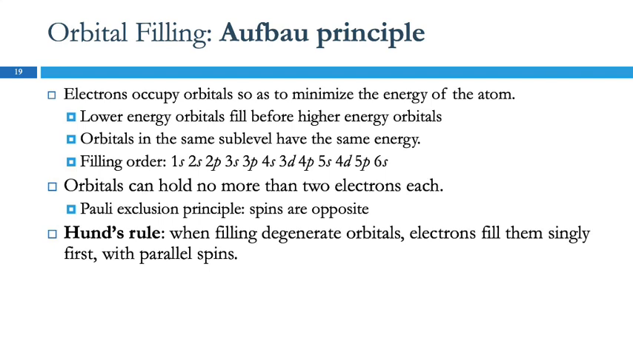In a given sublevel, like 2p is a sublevel, there are 3 orbitals in that sublevel. Those orbitals are degenerate. But the sublevels, 2p and 2s, are not degenerate. The 2p is higher in energy. So we already learned about the Pauli exclusion principle, that the orbitals can hold no more than 2 electrons each, and the spins of those electrons are opposite.